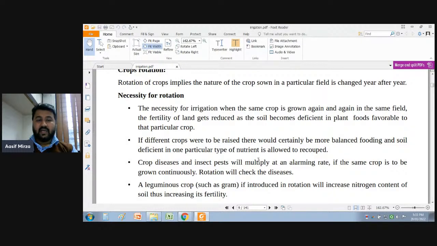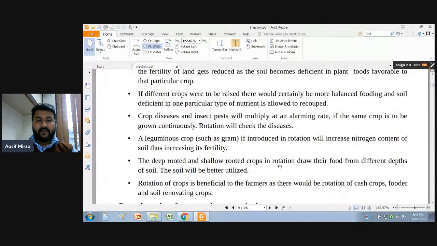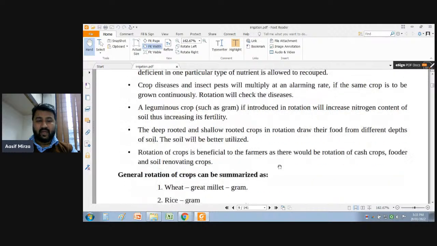Now, crop disease and insect pests will multiply at an alarming rate if the same crop is grown continuously. Rotation will check the disease. A leguminous crop, that is gram, if introduced in rotation, will increase the nitrogen content of the soil, thus increasing the fertility. Deep rooted and shallow rooted crops in rotation draw their food from different depths of soil, so the soil will be better utilized. Rotation of crops is beneficial to the farmer as there would be rotation of cash crops, fodder and soil renovating crops.